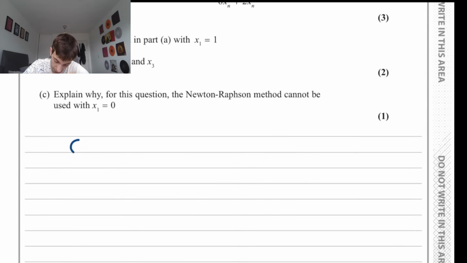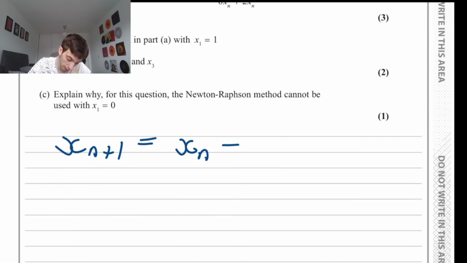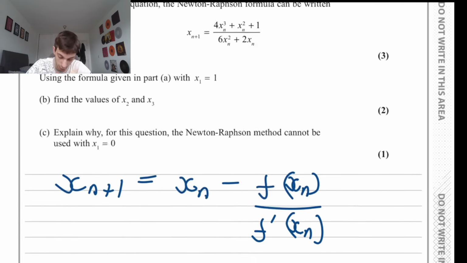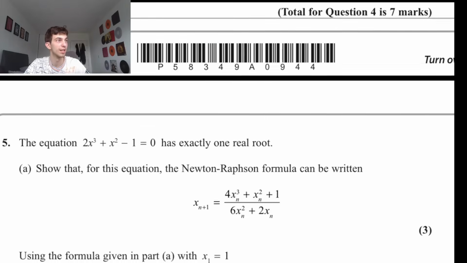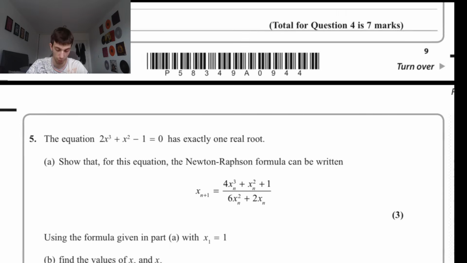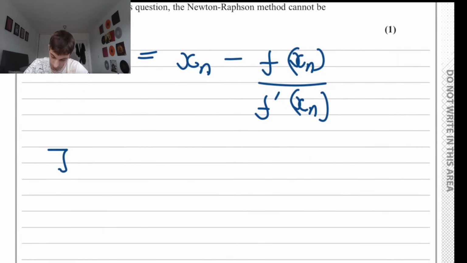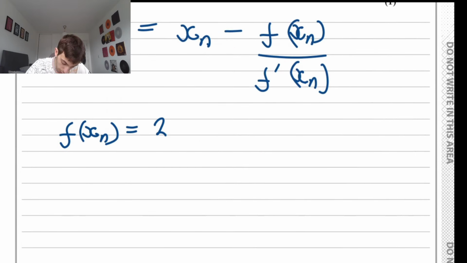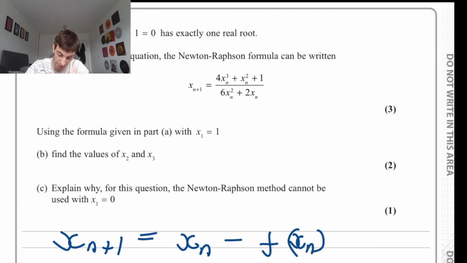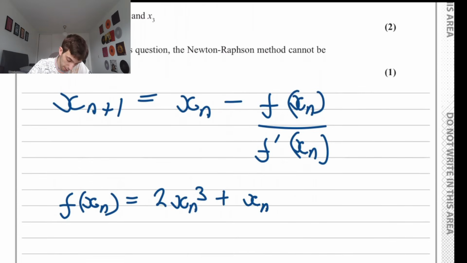Okay, so quickly reminding ourselves of the Newton-Raphson formula, we have that xn plus 1 equals xn, take away our function, plugging in xn, so f of xn, over the derivative of our function, so f dash of xn. So perfect. So what is our function? Our function, the equation we're using, is 2x cubed plus x squared minus 1 equals 0. So our function of xn will be 2 times xn cubed plus xn squared minus 1.